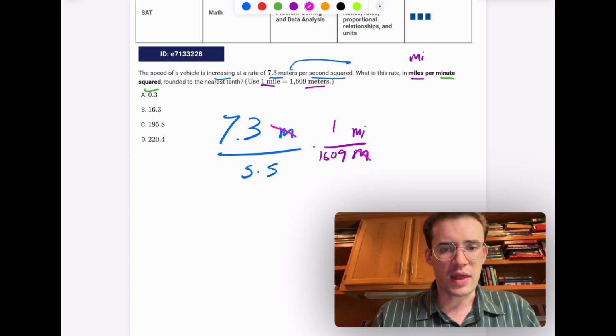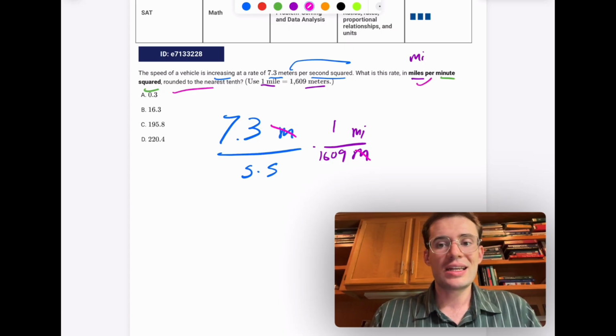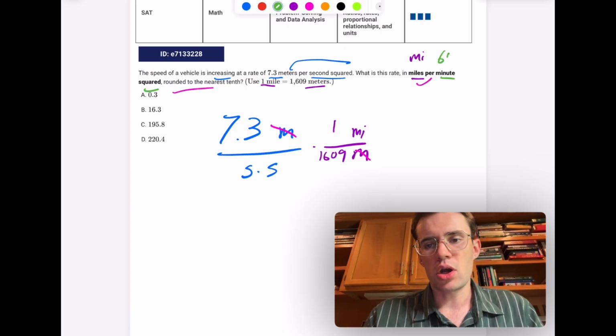Okay, so we set it up like that, and we're rounding to the nearest tenth. Okay, so remember that at the end. But this has got us into the miles. So the miles part, we're done. Now we need to change the second squared into minute squared. And they didn't give us the unit there. Hopefully we would know that there are 60 seconds in 1 minute.